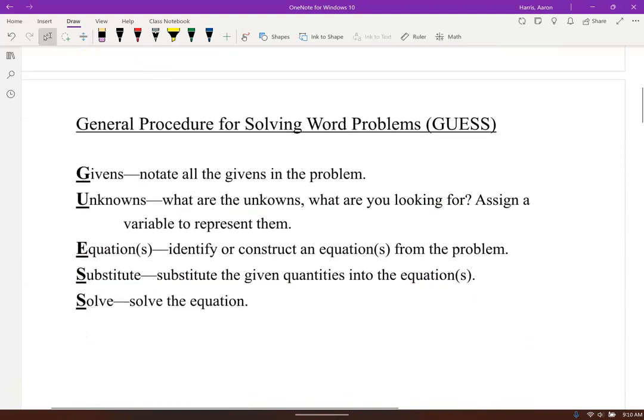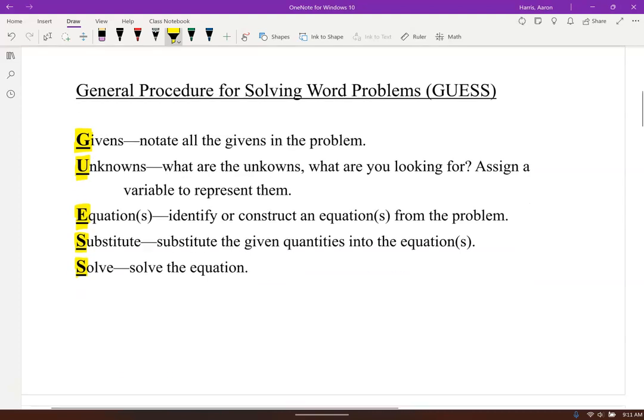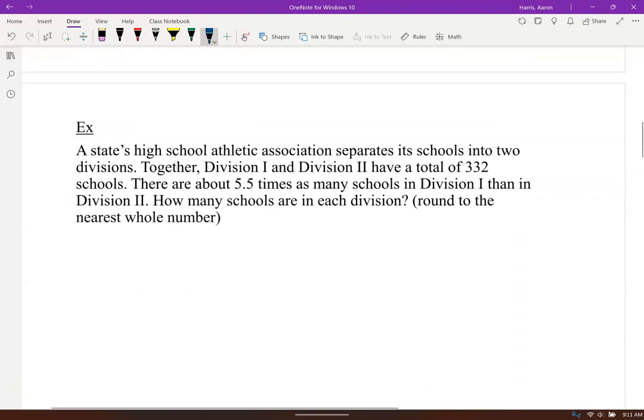When I do word problems, I write down my givens. What givens do I have? What are the unknowns? Like what are we solving for? And we'll assign a variable for them. What are the equations that are given or implied? Sometimes, if you're just talking about area, you should know area is length times width of a rectangle or whatever, right? And then you'll usually substitute and then solve. So that's kind of our approach here.